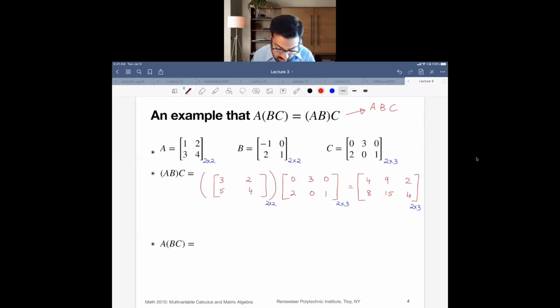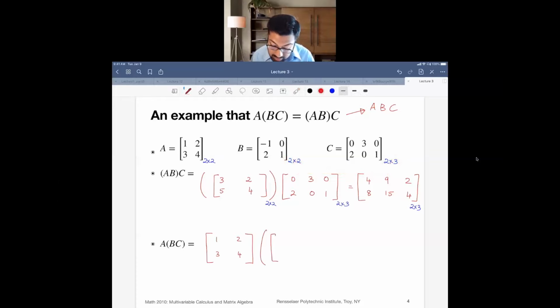Same matrices. So we are doing B and C first. Let's write down A: 1, 2, 3, 4. The order matters, so we are going to keep that order, followed by B and C. So let's do B and C. Can we do B and C? 2 by 2 multiplied by 2 by 3. All right, so inner dimensions match, and you're going to get something which has a size 2 by 3. So that's okay.